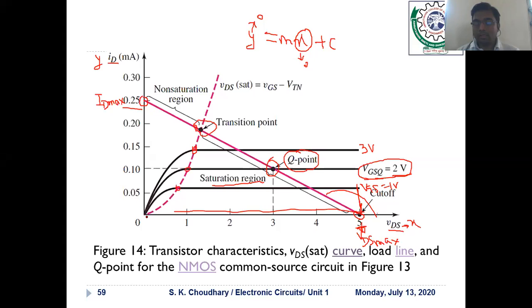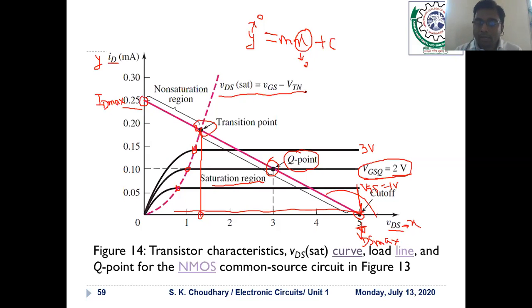When you draw a curve across these, matching these VDS sat values, this becomes the transistor transition curve. When this transition curve intersects your DC load line, the point where it intersects is called the transition point. And the value of VDS at this transition point is equal to VDS sat, that is numerically equal to VGS minus VT.